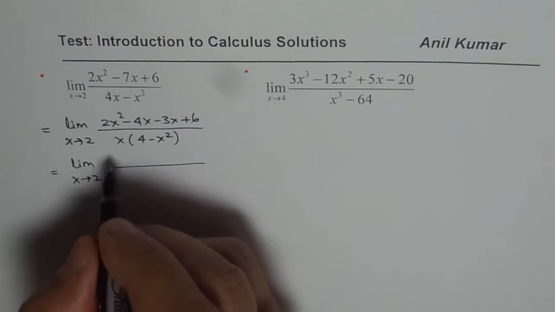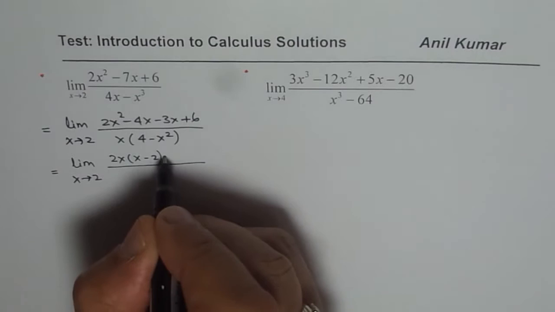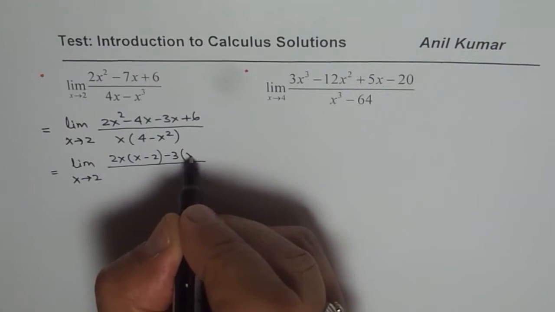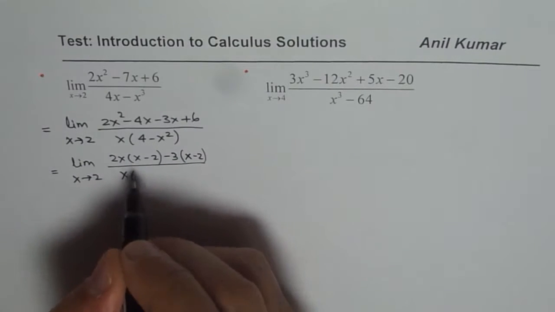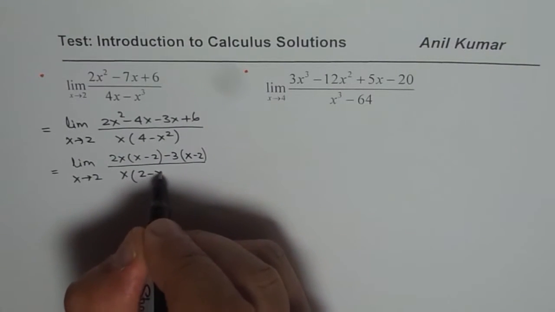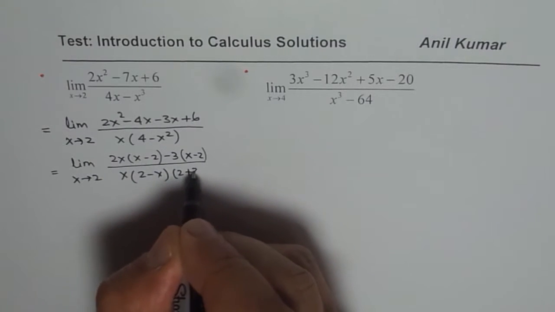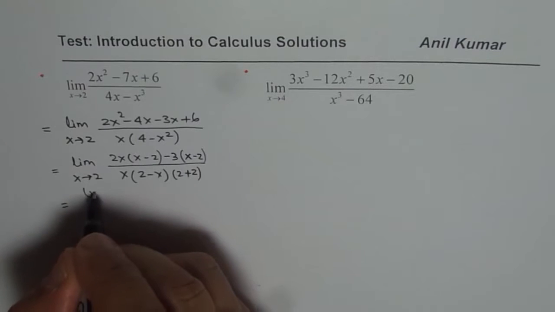Now from the first two terms, we take 2x common. We get x minus 2. Here we can take minus 3 common, so we get x minus 2. Always you'll get the same factors. Denominator, 4 minus x squared could be written as 2 minus x times 2 plus x, right? Difference of squares. So now let's continue with factoring.